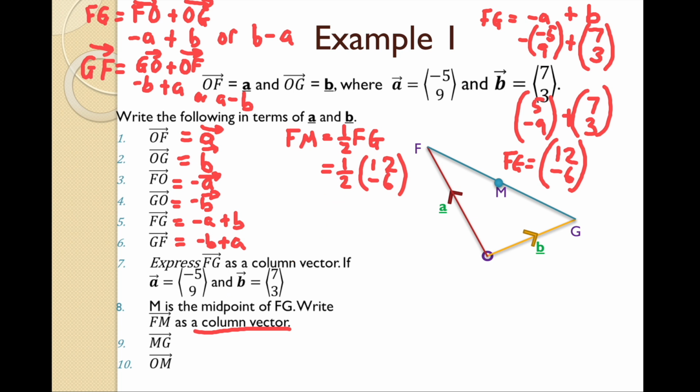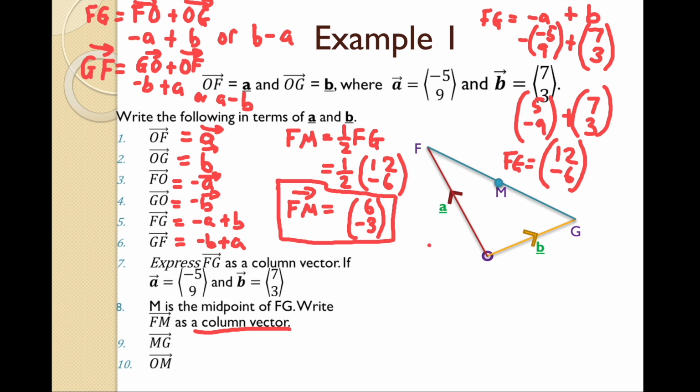So, what's half of 12? 6. So half of 12 is 6. And what's half of negative 6? Negative 3. Excellent. So FM is equal to 6 negative 3. So I just worked out what number 8 is. Does that make sense? Wonderful.